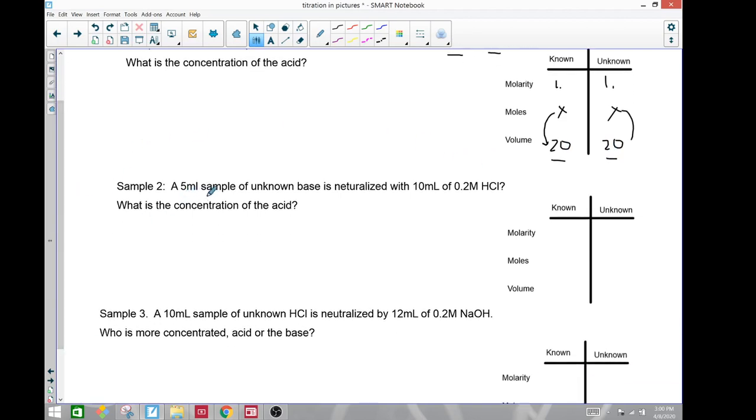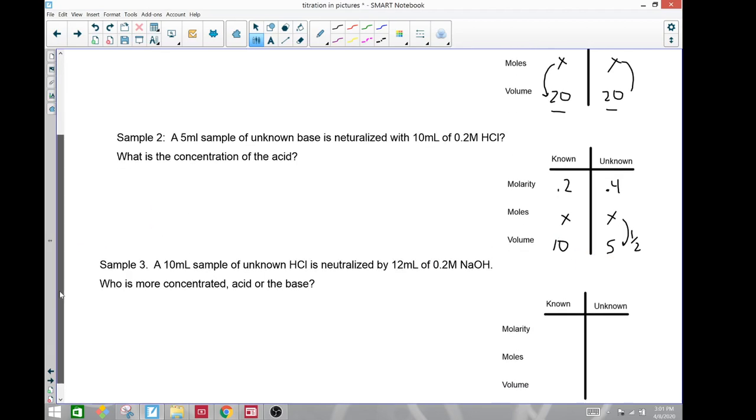A 5 milliliter sample of unknown base, this is 5, was neutralized with 10 milliliters of 0.2 molar. 10 milliliters of 0.2. All right, so in this case, we have the same number of moles in 1/2 the volume. So that means this stuff must be twice as concentrated, 0.4. That's an important relationship to see. Okay, let's try another one.